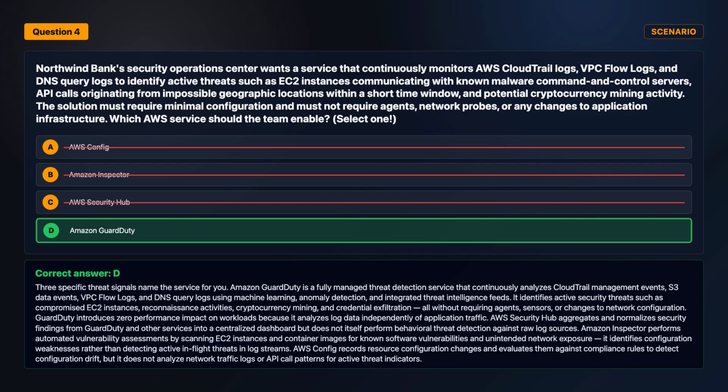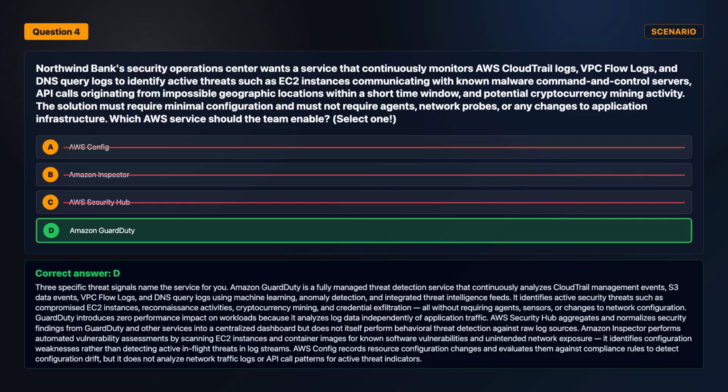It identifies active security threats such as compromised EC2 instances, reconnaissance activities, cryptocurrency mining, and credential exfiltration, all without requiring agents, sensors, or changes to network configuration. GuardDuty introduces zero performance impact on workloads because it analyzes log data independently of application traffic.